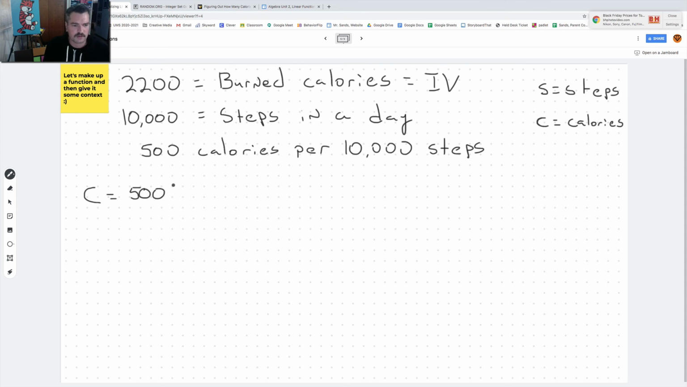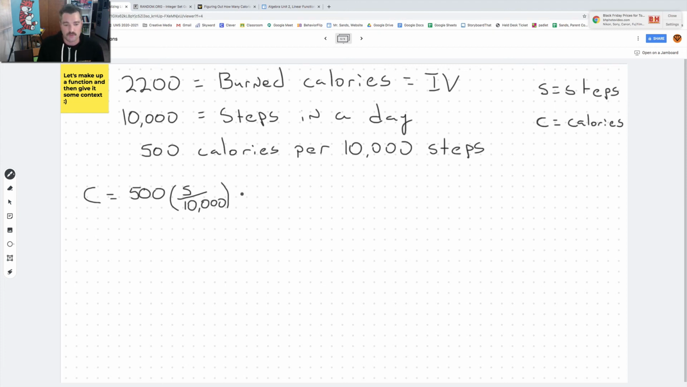So 500 calories times the number of steps we take divided by 1,000. So really that should be S divided by 10,000, because if we take 10,000 steps, that's going to equal 1 right here. So this is my S, right? If I take 10,000 steps, 10,000 divided by 10,000 is going to be 1. 500 times 1 is going to be 500.